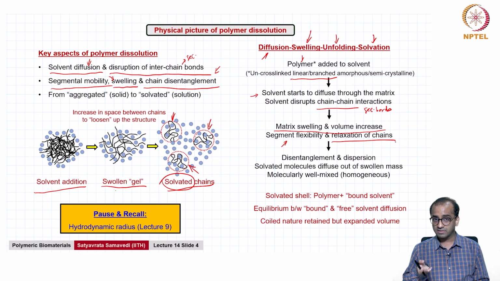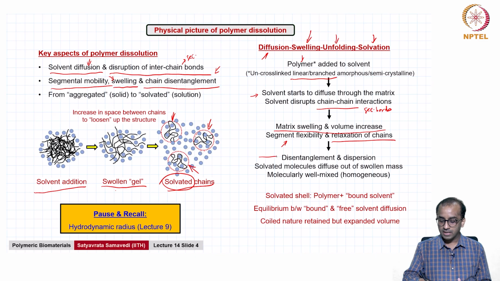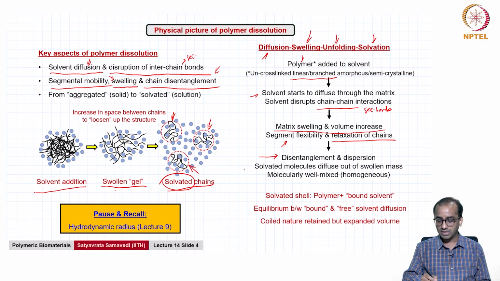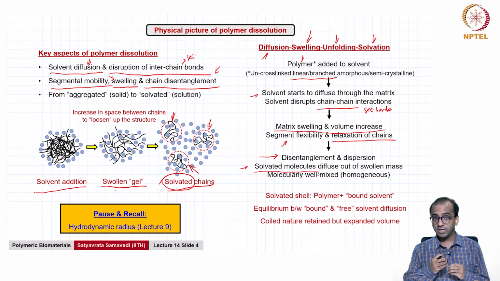Now, you have to connect the segmental flexibility to some of the concepts that we have seen earlier when we were discussing glass transition and amorphous polymers. Eventually, there is disentanglement and dispersion, and what happens as a result of that is the solvated molecules, where now each polymer chain is surrounded largely by solvent, diffuses out of that swollen mass.